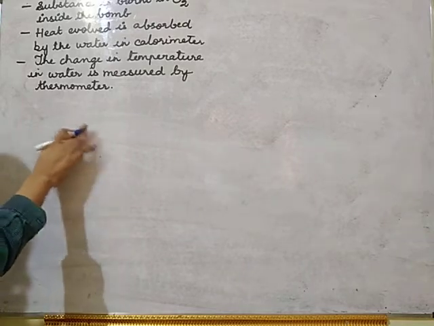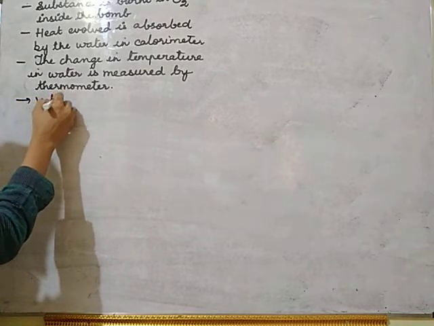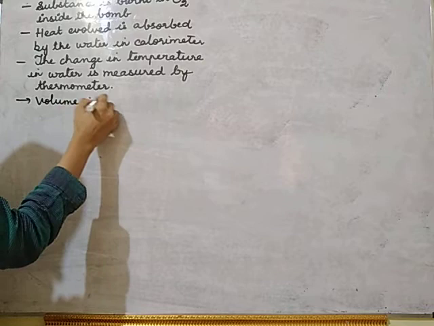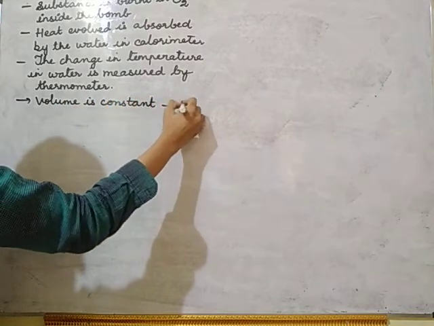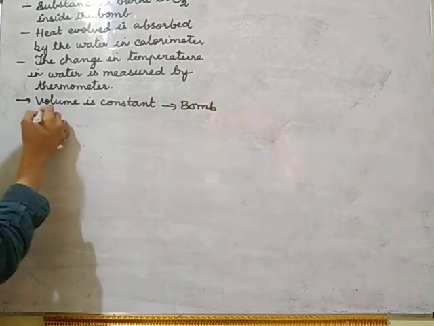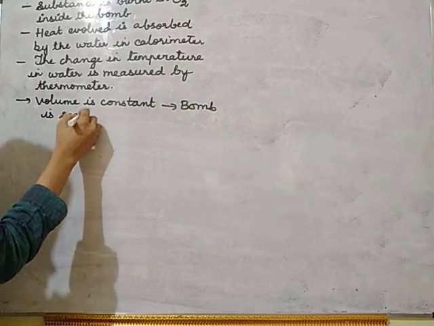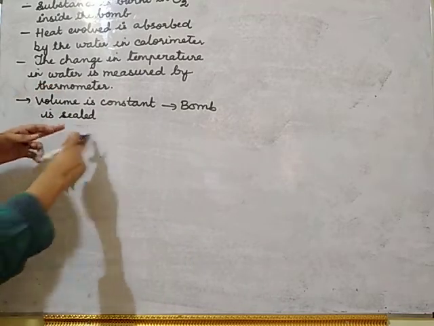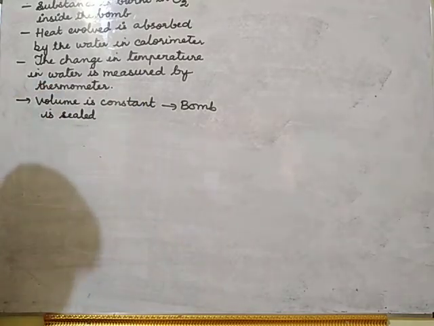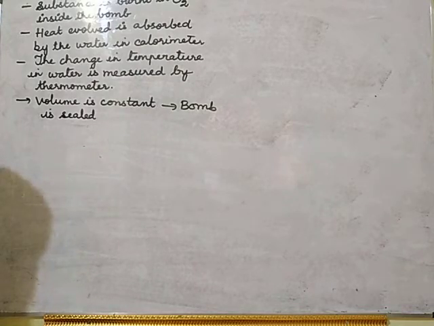So here the volume is constant. Why is the volume constant? Because the bomb is sealed. Even if the sample changes into vapors, it cannot escape because the bomb we have sealed with the help of screws.